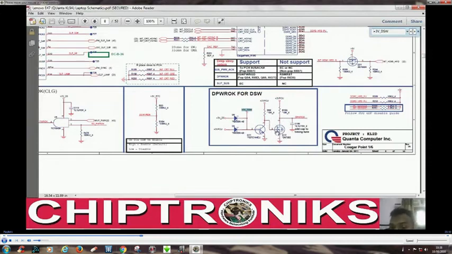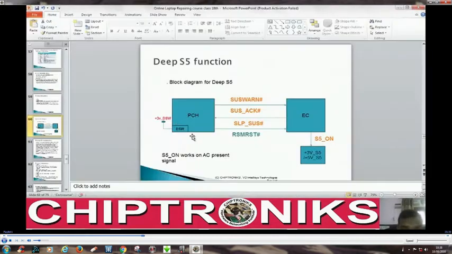Since this MOSFET is turned off, this +3V PCU will go to DPWROK, and hence the deep sleep well gets deep sleep well power OK. So this +3V PCU will feed DPWROK. That will indicate to the PCH that the deep sleep well has got its required power.